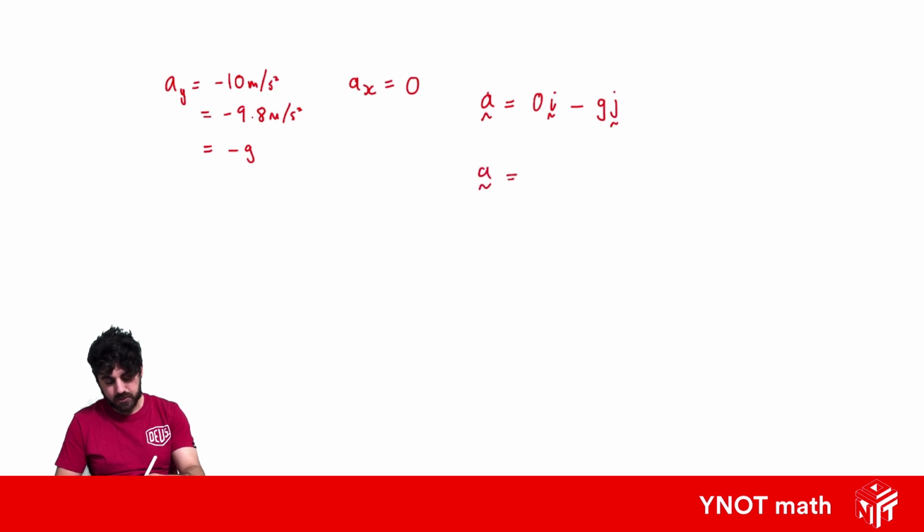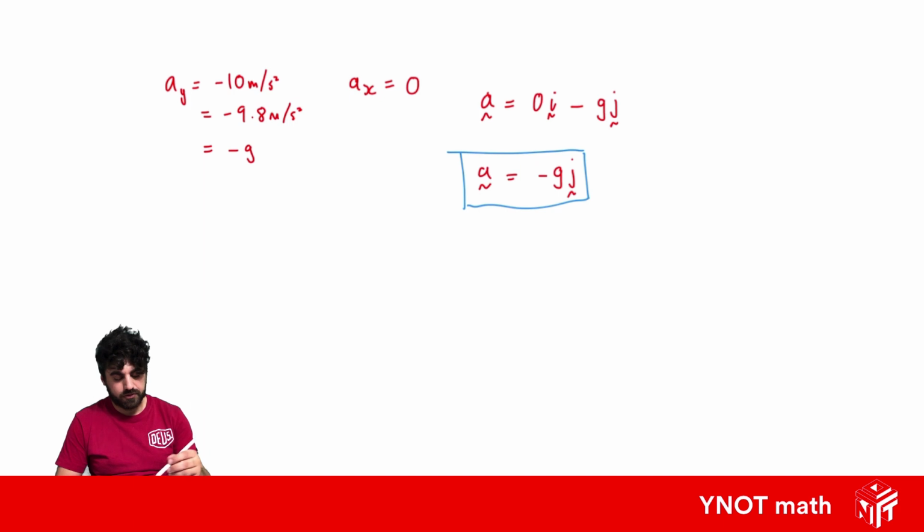And if we simplify that a little bit, we get the acceleration vector being equal to minus gj. And that's our acceleration vector that describes what's happening to acceleration the whole time. So you can see it doesn't rely on time at all because acceleration is just constant for every point along its trajectory.